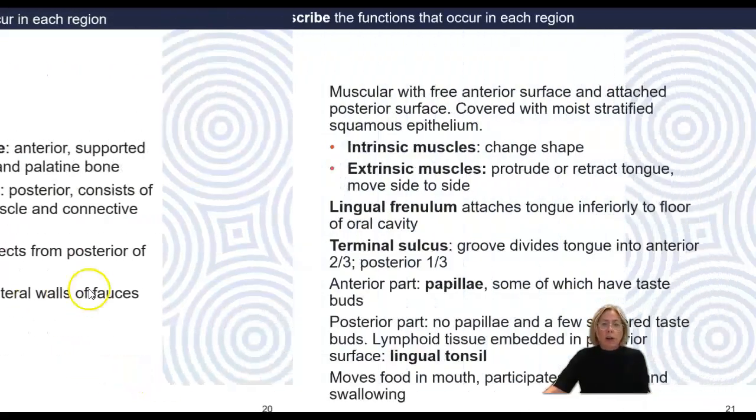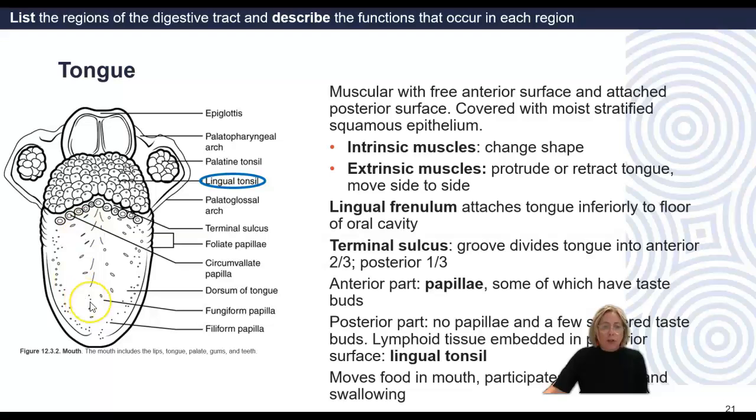Now, the tongue itself is a muscular structure. It has a free anterior surface and an attached posterior surface, and it's covered with moist stratified squamous epithelium, again, to protect against abrasion. I mentioned that it's a muscular structure, so it has these intrinsic muscles that can change the shape of the tongue. You might want to be doing it while I'm talking here. And also extrinsic muscles that protrude or retract the tongue and move it from side to side.